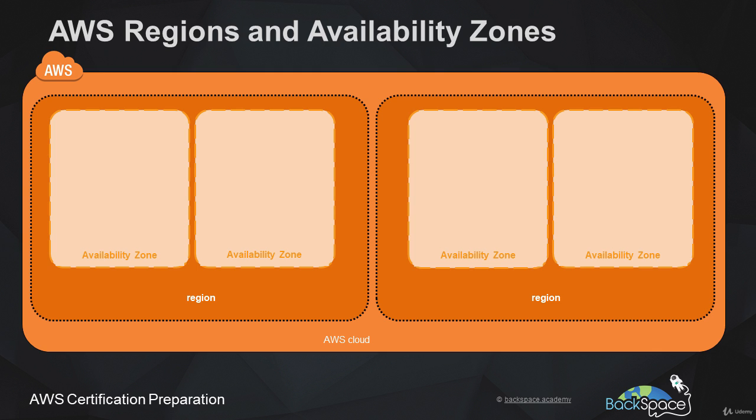What does it look like? So if we have our AWS infrastructure and then we have multiple regions within that infrastructure, and then we also have availability zones within those regions. That's what it does look like. And of course we have many more regions than that, and some regions have way more availability zones than that.